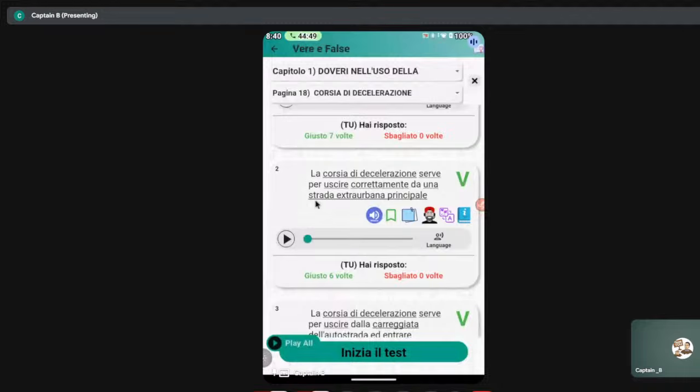Right? Now, if they tell you that corsia di decelerazione serve per entrare in autostrada, you say it is false, falso. Corsia di decelerazione is used to exit the autostrada, not to enter. Right? Good.